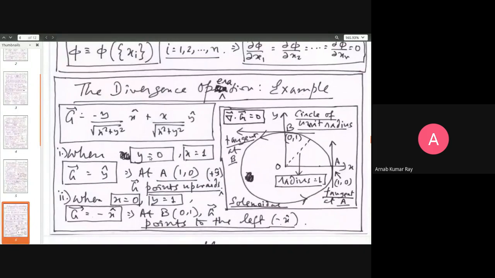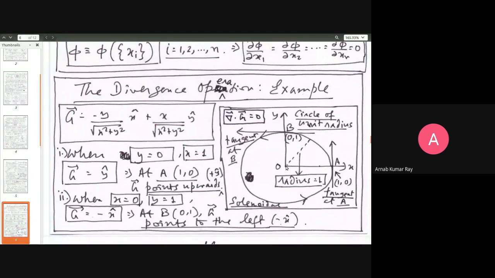You put this when y is equal to 0 and x is equal to 1, g is equal to y cap. At A, g will point upwards this way, y cap plus y cap. When x is equal to 0 and y is equal to 1, put this over here, g will be equal to minus x cap. At B, (0, 1), g points to the left, minus this thing. So these things are tangential. The tangent to a curve gives the direction at that point, the instantaneous direction.